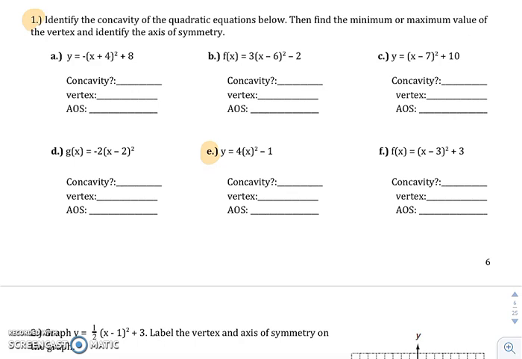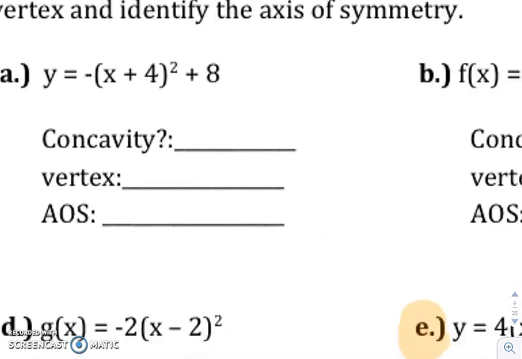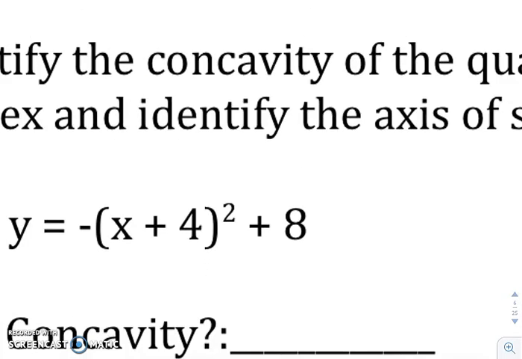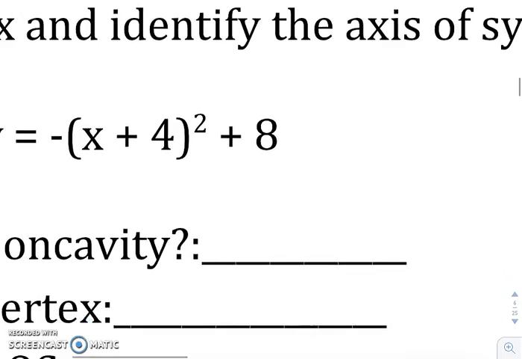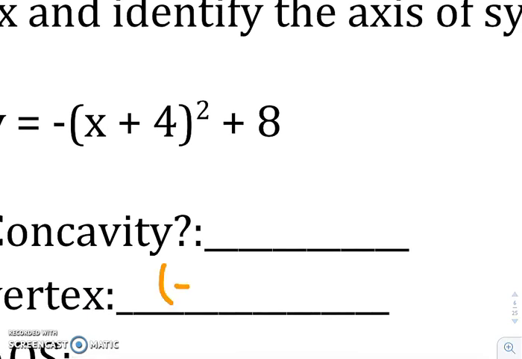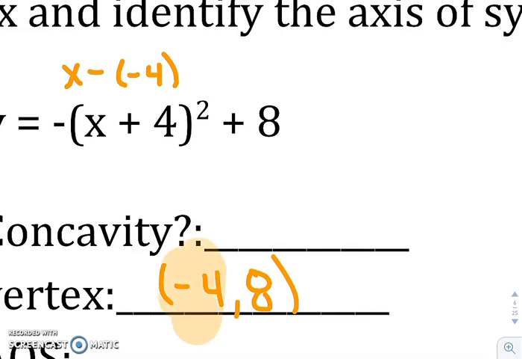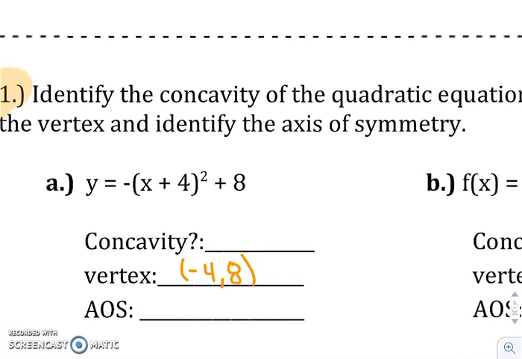When it's in this form, you can identify the vertex right away. Remember, the plus 4 is really left 4 and then up 8. So the vertex is going to be negative 4, 8, because we would write this as x minus negative 4. The minus is part of the equation. The h is really the negative 4 value. So the vertex in this problem is negative 4, 8.